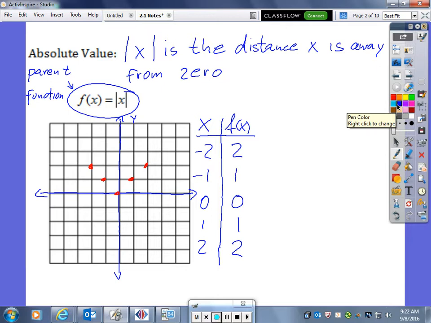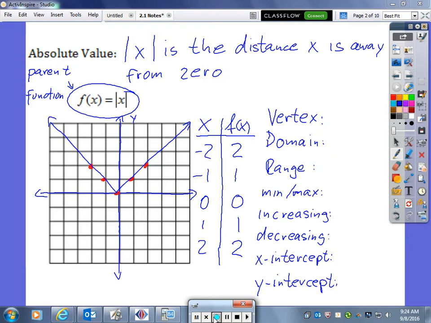If we connect these points, we get something that's V-shaped, shaped like a V, and this is what the graph of our parent absolute value function looks like. Let's analyze the characteristics of this absolute value function, and you have room in the left margin of your note page to note down these things and fill them out.